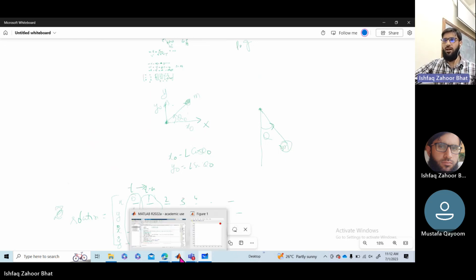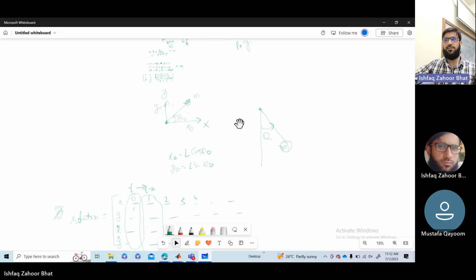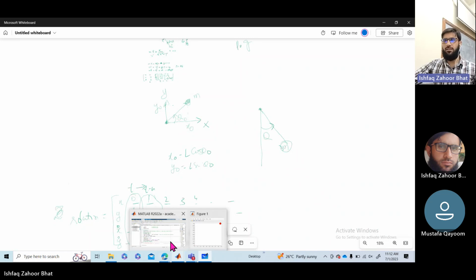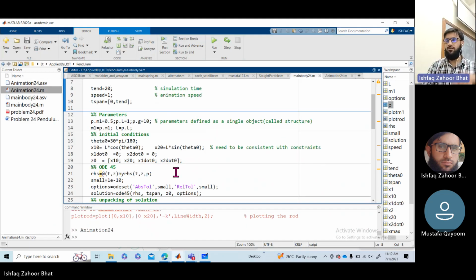For my code, I have defined the angle like this, but you can also define the angle like this. I don't think this is that difficult. So let us now change the initial condition to maybe 0. What do you think will happen?